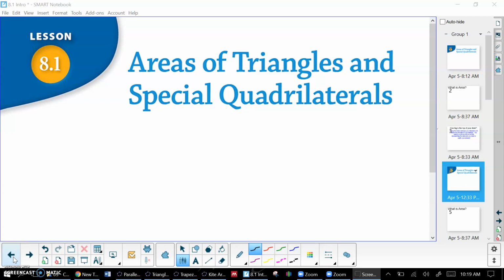The first week's lesson we're going to be talking about is section 8.1 in your book. If you don't happen to have your book, don't worry, you don't really need it. But this section covers area of triangles and some of those special quadrilaterals like parallelograms, trapezoids, and things like that.